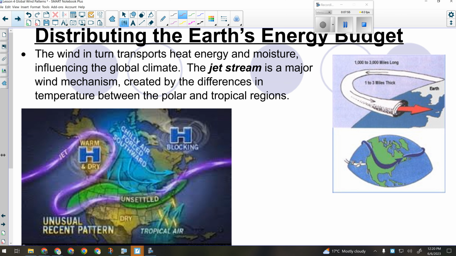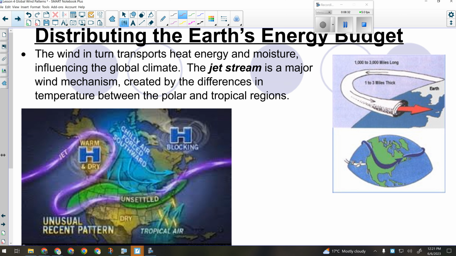Now, one of the major wind mechanisms, and this is one you're going to want to know because it'll be part of an answer on your unit exam, is the jet stream. How many people have heard that term before? All right, so the jet stream is a very high altitude, like up in the stratosphere, wind mechanism. Its position changes all the time based on patterns of high pressure, low pressure, things like that. And so its movement is kind of what causes changes in weather for us.